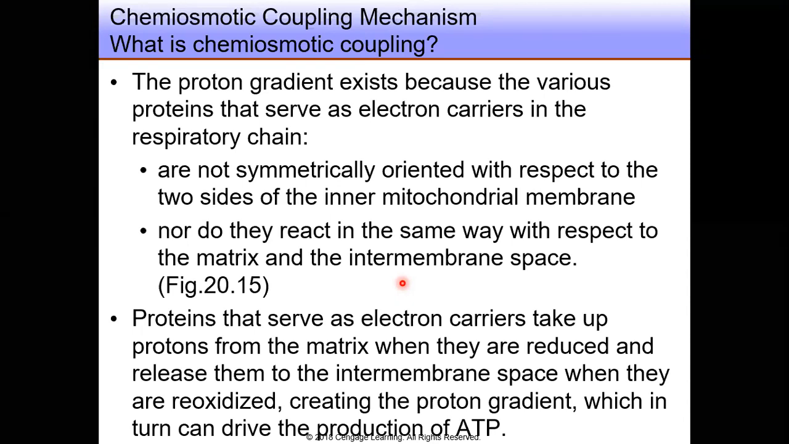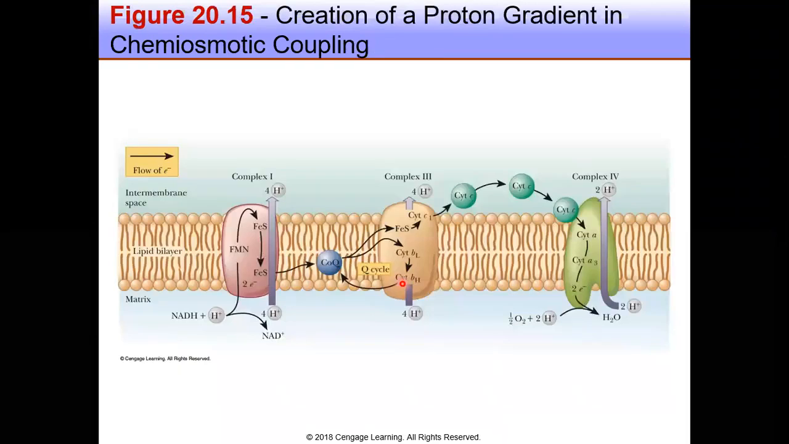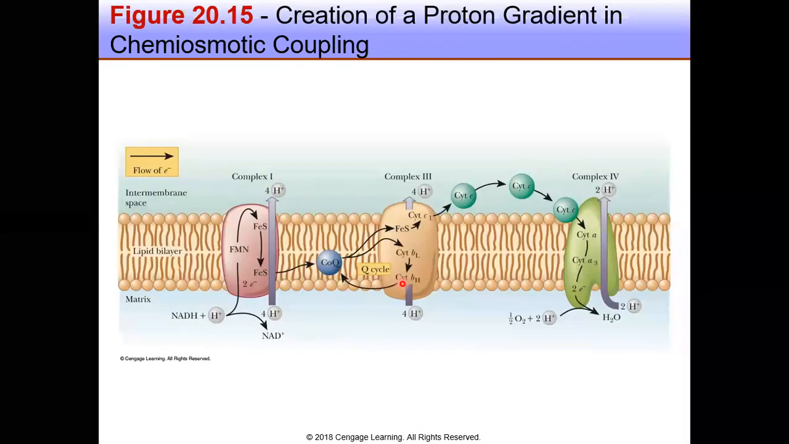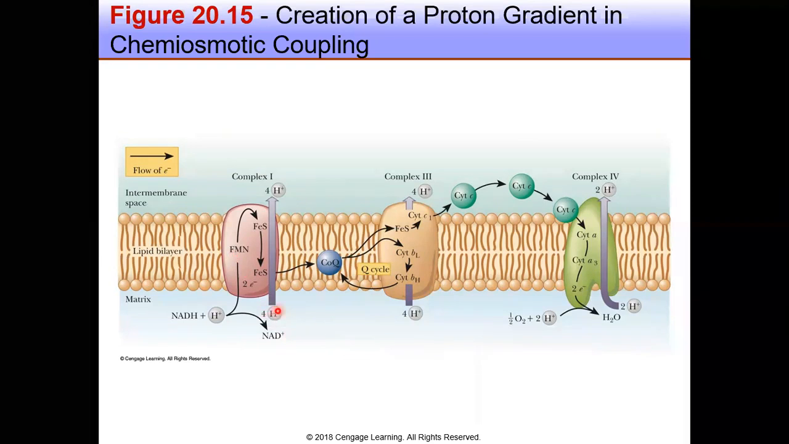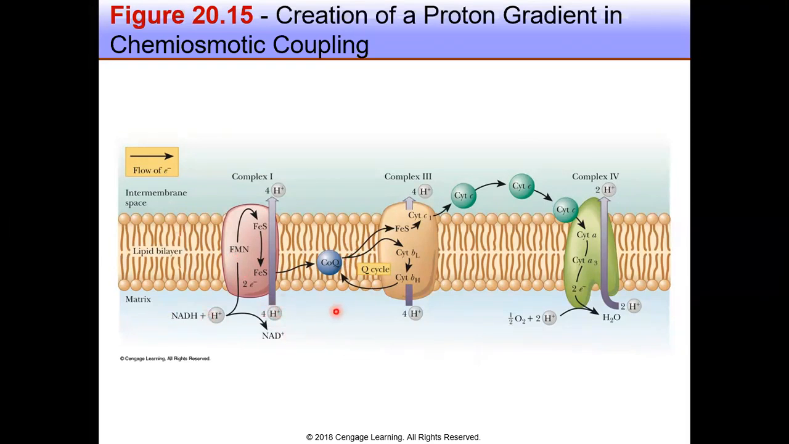If we take a look at this figure, note that this figure 20.15, creation of a proton gradient in chemiosmotic coupling, is a repeat of figure 20.8 with the addition of the flow of protons. If you go back to figure 20.8, you will notice it's the same, but here we added the flow of protons. And the arrow shows you the flow of electrons in this way.